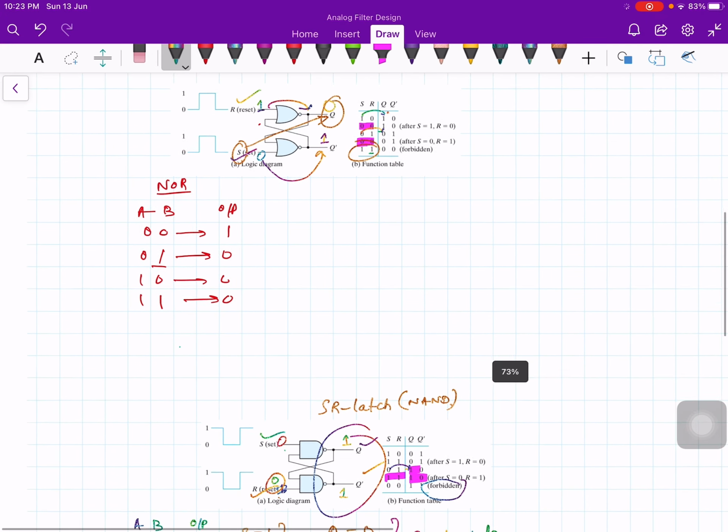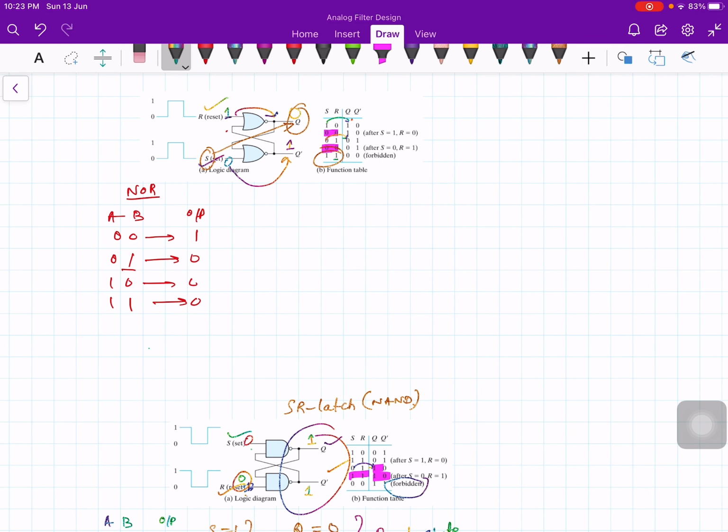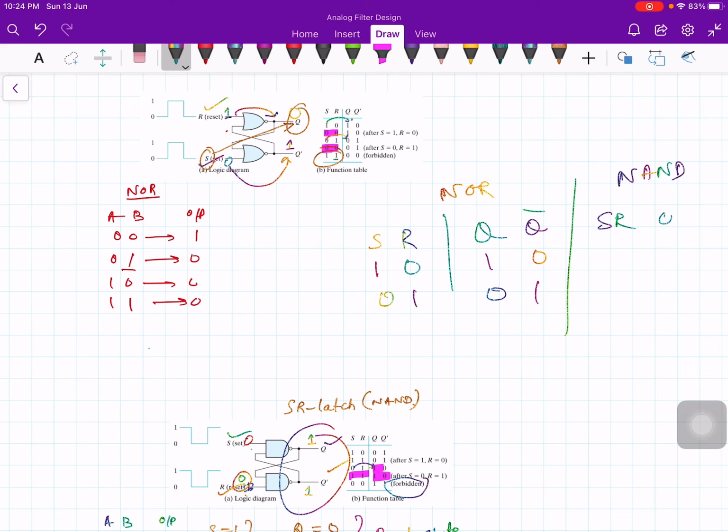I think you can show it now, but it's very little. Let me write down here S R Q Q bar. See, if this is 1 0, then here also 1 0, 0 1, 0 1. This is for NOR. If you take NAND gate, then what is going to happen? S R Q Q bar. If SR is 1 0, then this is 0 1. This is 0 1, then this is 1 0.